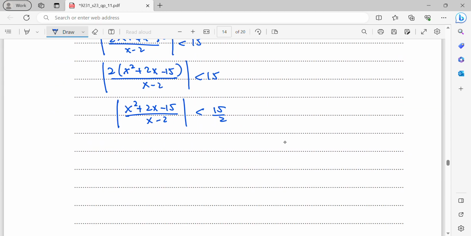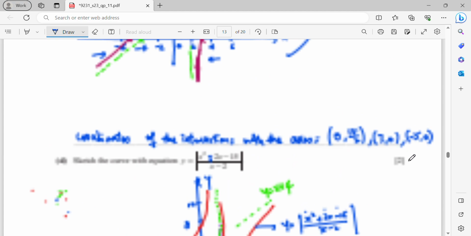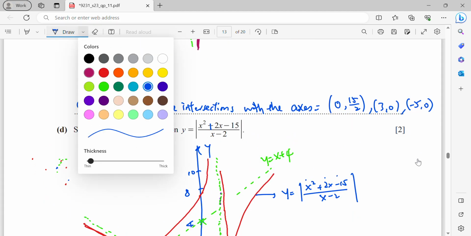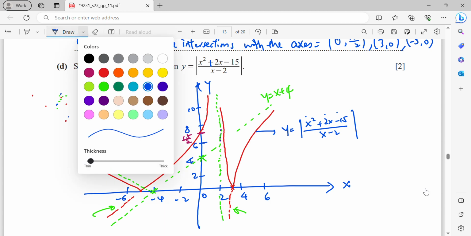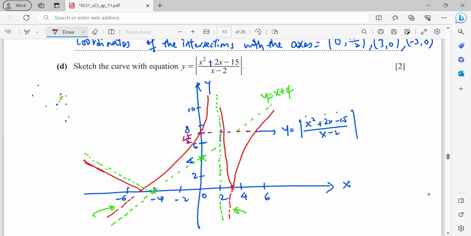Now, the modulus graph is already drawn in the previous part, and I just need to add on the line y equals 15 over 2. So just now we know that the intersection with the axis is 0, 15 over 2, which means here is 15 over 2. Alright, then let's say this is our 6. So I just need to add one more line using a dotted line. This is my y equals 15 over 2. So I need to extend my graph here. This graph just extends.